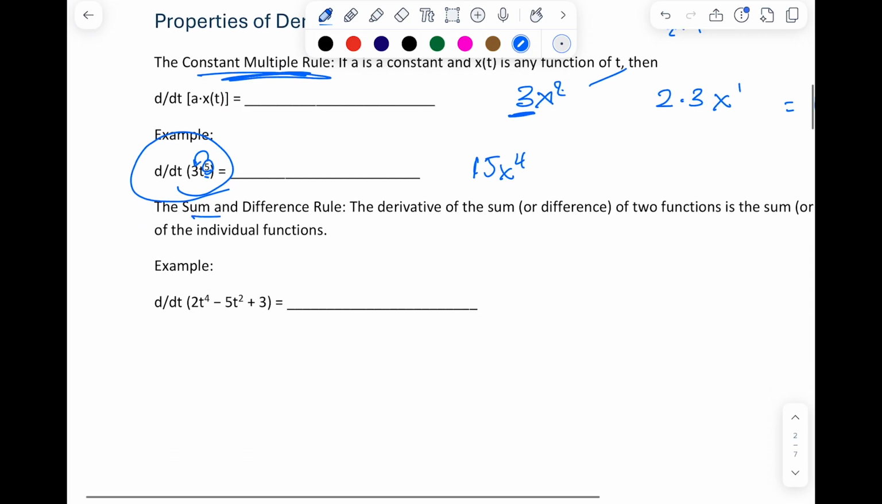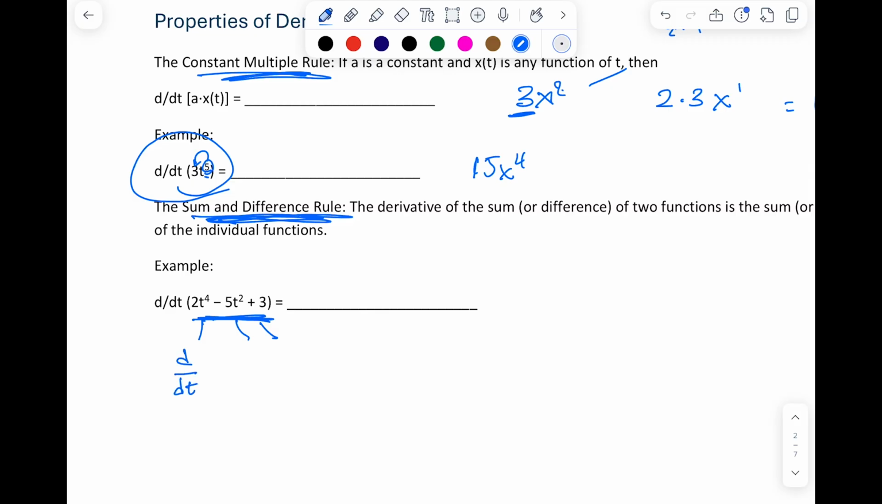And then there's the sum and difference rule. Basically, if you've got a bunch of things that you're adding up, you find the derivative of each and add them together. It would be like saying d dt of 2t to the fourth plus d dt of 5t squared plus d dt of 3.